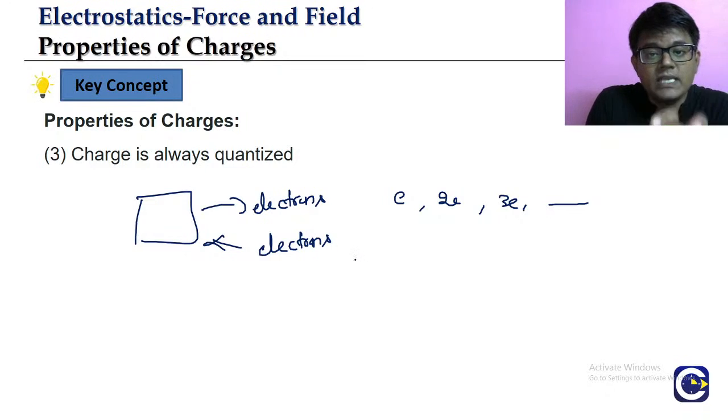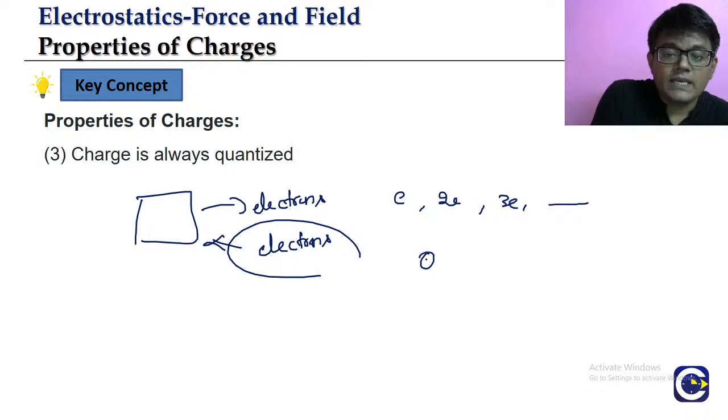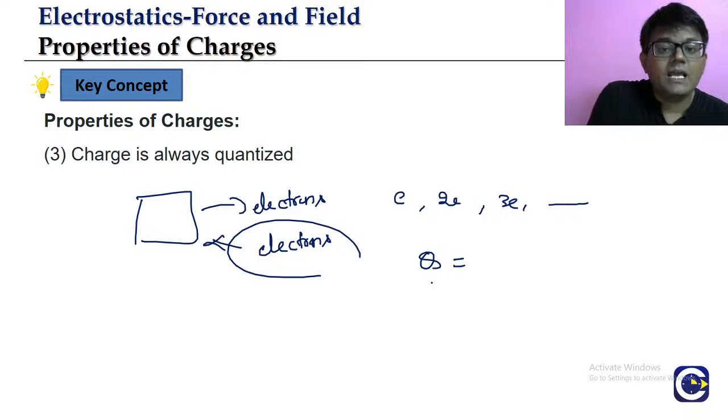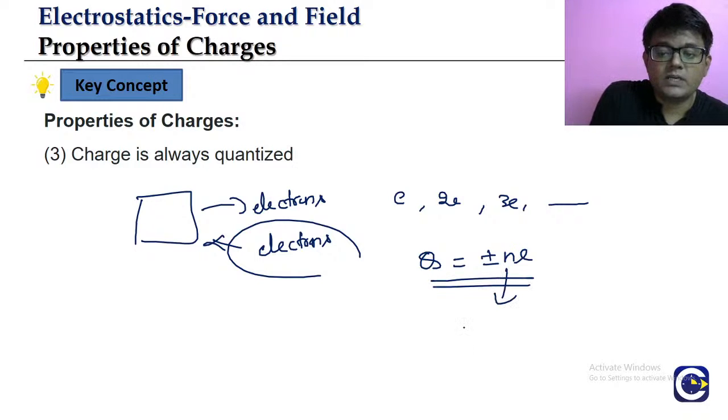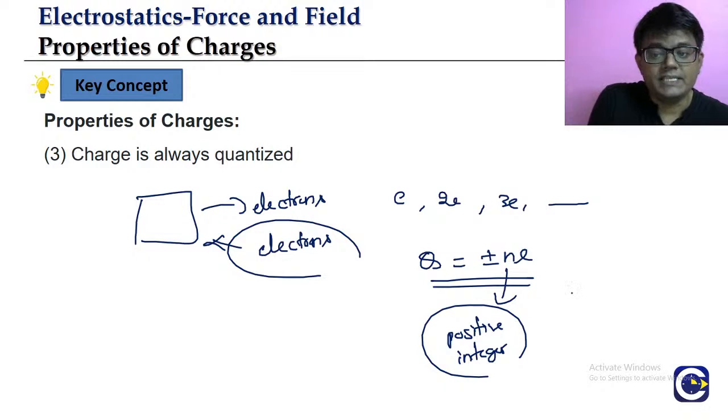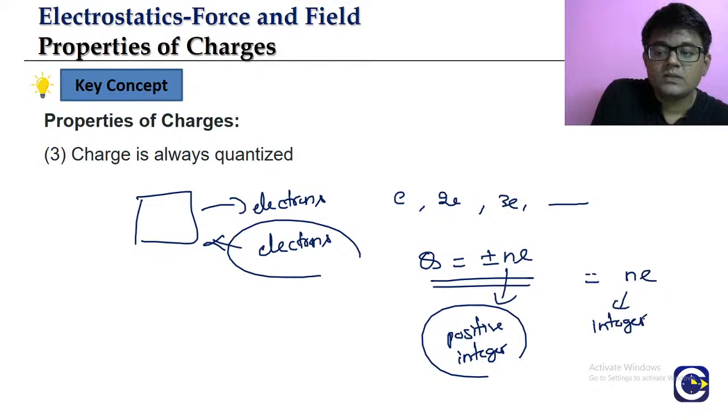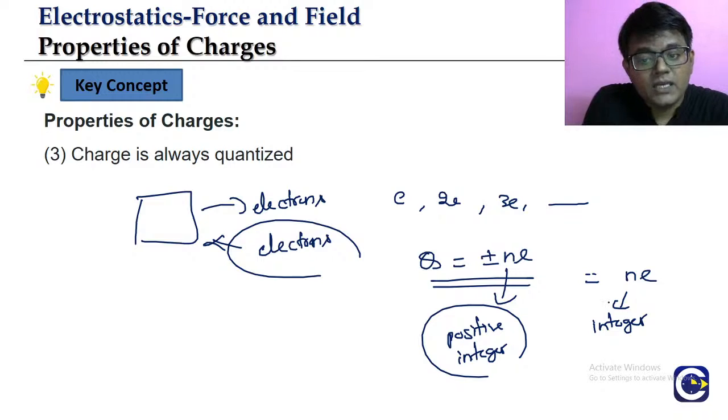If it is losing electrons, the charge on the object will become what? Totally it will become positive. Gaining electrons, it will become negative. So we can write the charge as plus or minus n into e. N is what? N is a positive integer. Otherwise, some textbooks write it like this: q is equal to n into e. They will say n is what? Integer. It can be a positive integer or a negative integer also.